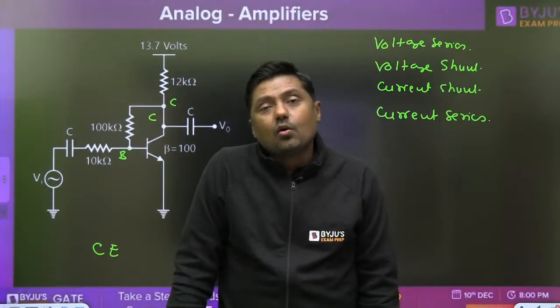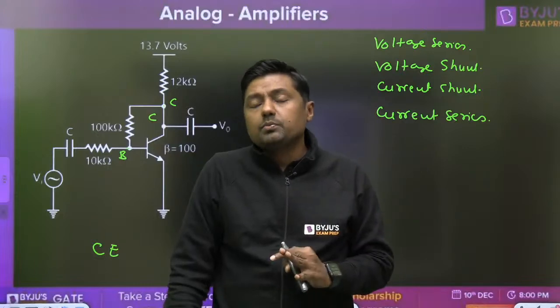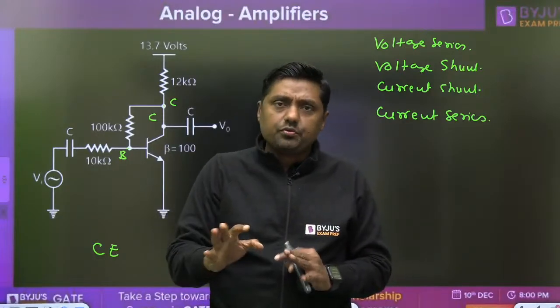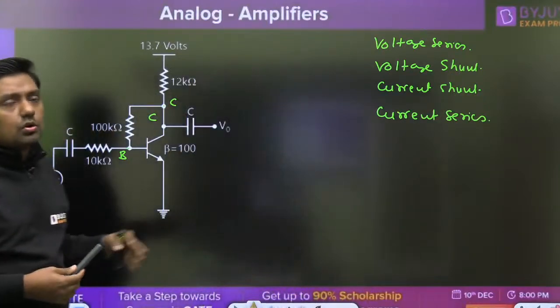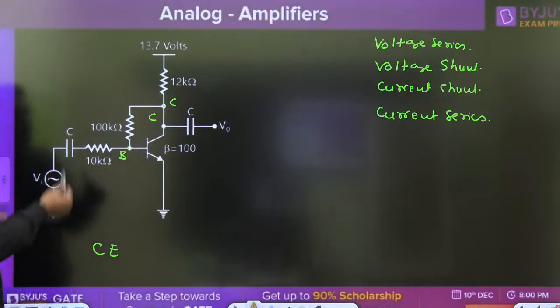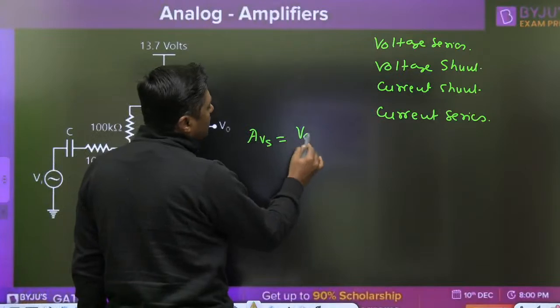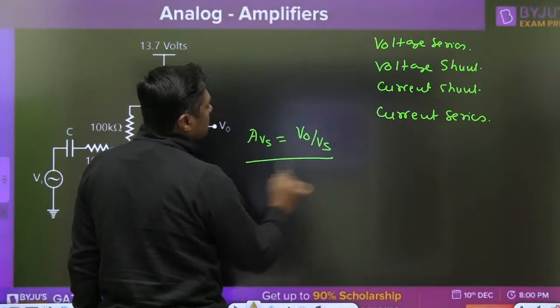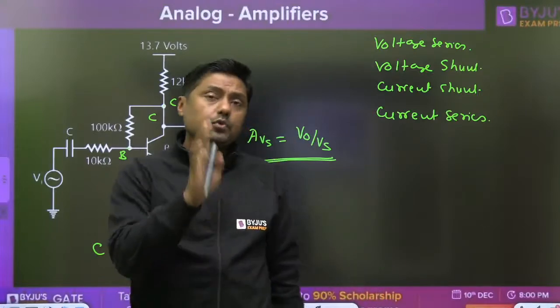But watch all the previous year questions. Straightforward answer, means within 30 seconds we can get the answer for this particular question. No need to apply the Miller's theorem. No need to draw the small signal model. Straightforward formula for midband voltage gain. That is the AVS, V0 by Vs. That is called midband voltage gain. Okay. So straightforward question on this diagram.